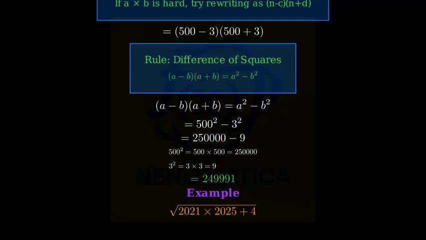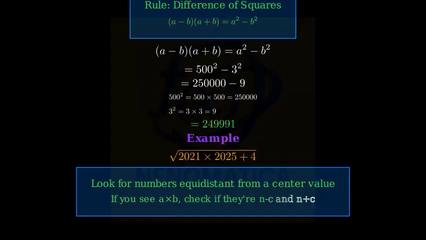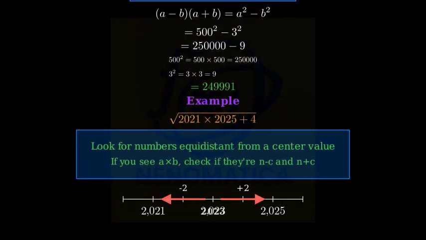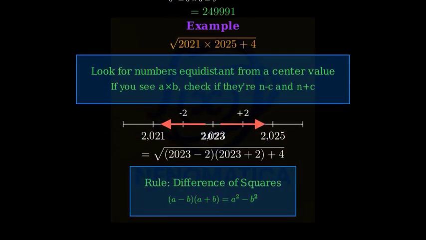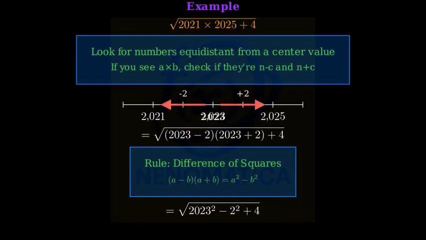Let's again look for a pattern. We notice that 2021 is 2 less than 2023, and 2025 is 2 more than 2023. So we can rewrite the expression as the square root of the product of 2023 minus 2 and 2023 plus 2, plus 4. Now we can apply the difference of squares formula inside the square root. Using the formula a minus b times a plus b equals a squared minus b squared, we get the square root of 2023 squared minus 2 squared plus 4.